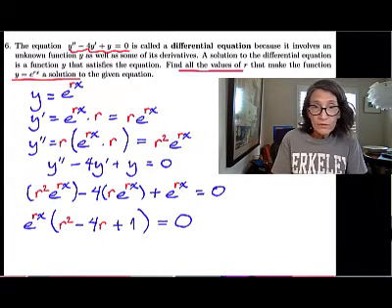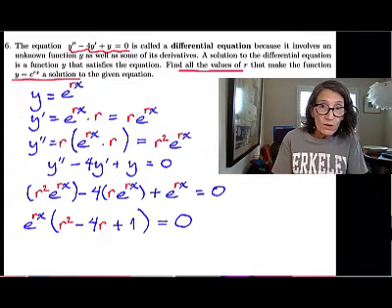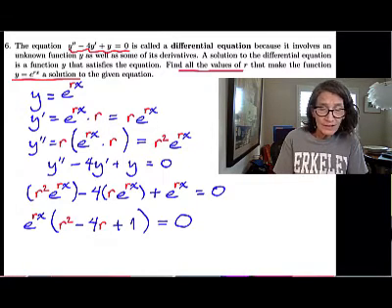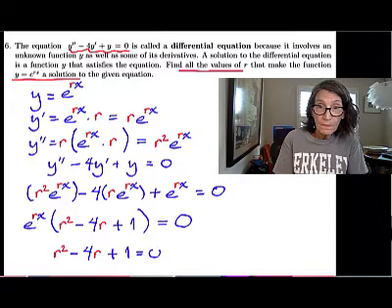So a product of two real numbers is 0 when at least one of them is 0. Well, e to the rx can't be 0. That's always positive. So it has to be that r squared minus 4r plus 1 is 0.